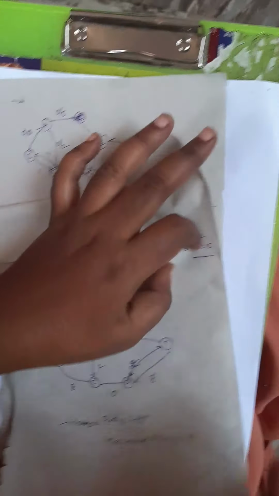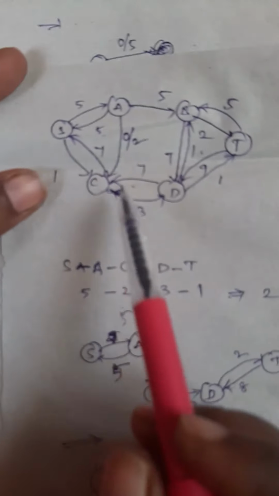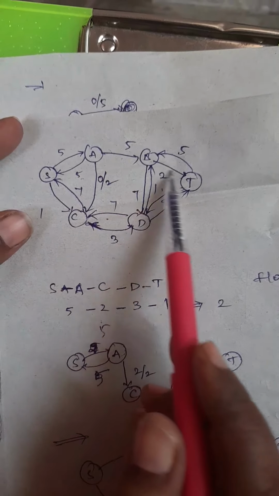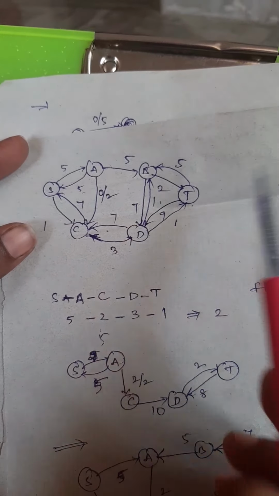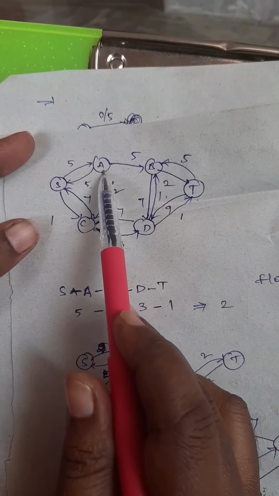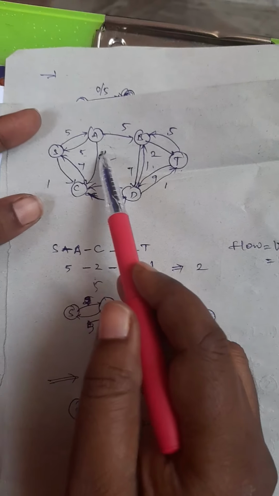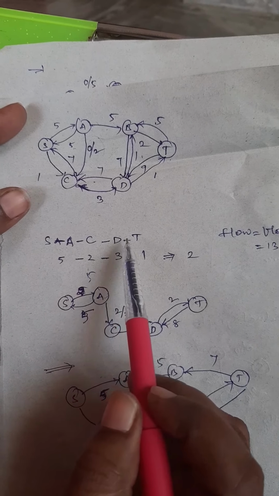And the next is add that residual graph into the complete graph. Okay. As of now we reached SABT, SCDT, SABDT. We did it. But A to C path, there is a path we didn't traverse. We'll try with this also. S to A to C, C to D, D to T.